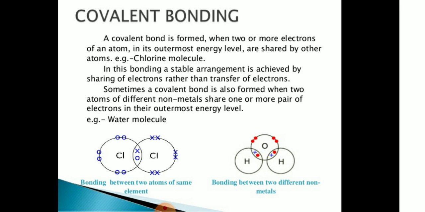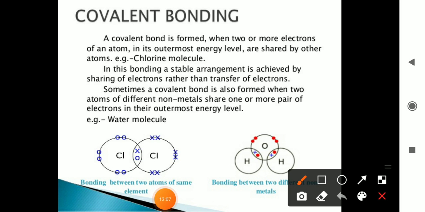So this is a covalent bond. A covalent bond is a type of bond where they are not transferring the electron, they are only sharing the outermost electron. That is explained with the help of chlorine. What is the chlorine atomic number? The chlorine atomic number is 17.